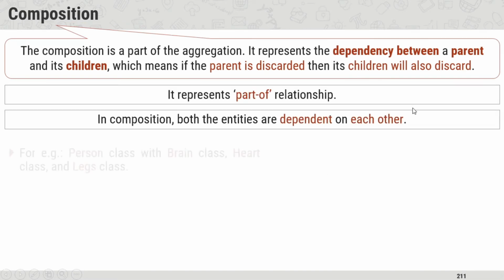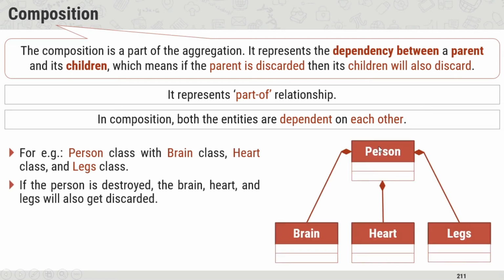The composition is part of aggregation. It represents a dependency between the parent and its children, which means if the parent is discarded, then its children will be discarded. So it is a part-of relation. So we can say a person will have a brain, heart and legs, all these organs. A person class with the brain class. If the person is destroyed, all of these things will get destroyed.